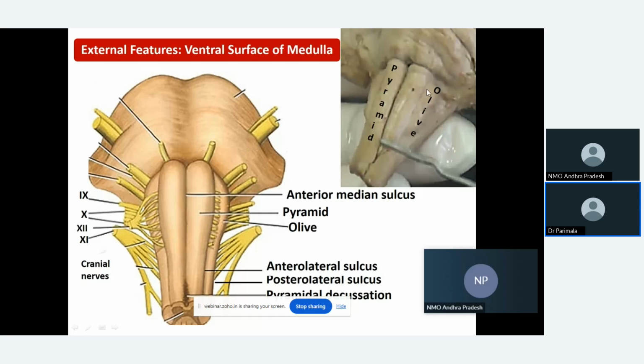Here you are able to see in this picture where my cursor is, this is pyramid, this is olive, and this part is inferior cerebellar peduncle. There are sulci separating these things. Pyramid and olive are separated by anterolateral sulcus. Olive and inferior cerebellar peduncle are separated by posterolateral sulcus. So this is how the medulla looks.